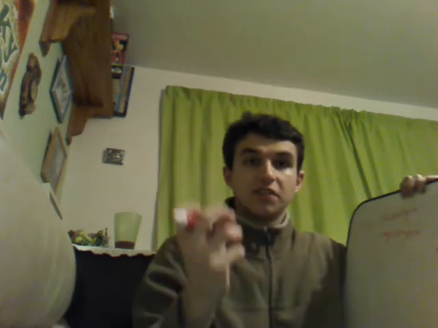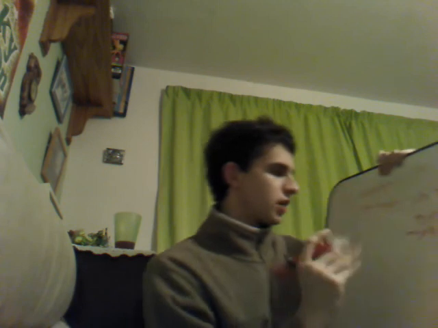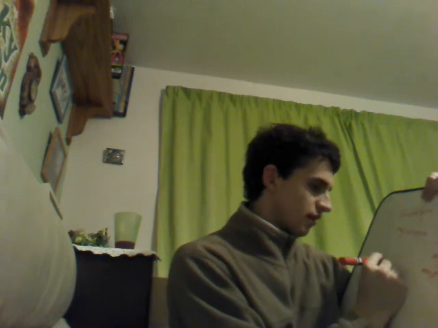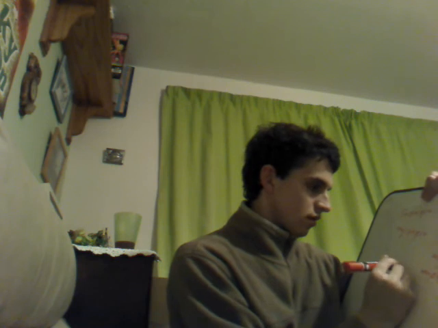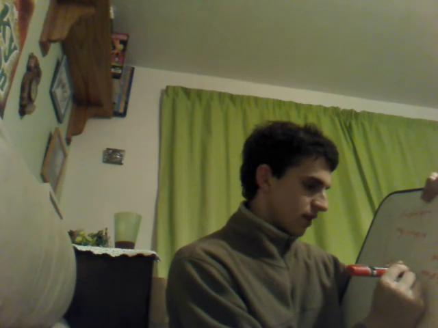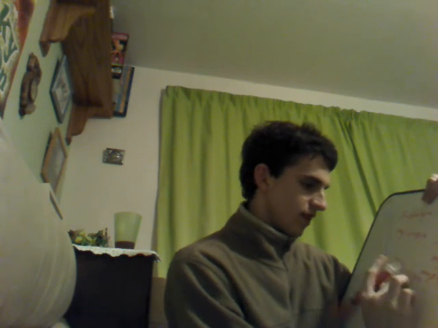V, we're assuming that these oil droplets are spherical. The volume of a sphere is 4/3 pi r cubed. So what we can do is plug that in there: 4/3 pi r cubed rho g equals 6 pi mu r v.